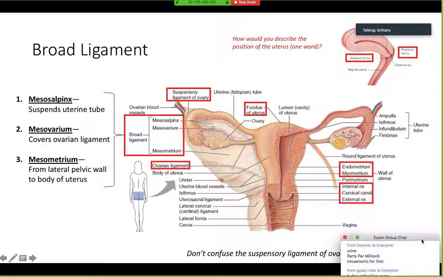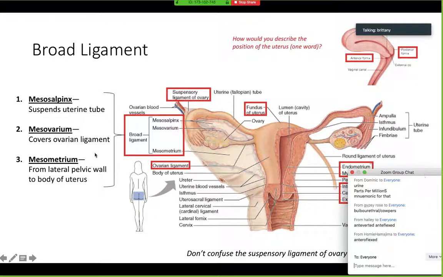Okay, so a lot of important stuff on this slide. So first, the broad ligament. The broad ligament is made up of the mesosalpinx, the mesovarium, and then the mesometrium. And also, make sure that you don't confuse the ovarian ligament with the suspensory ligament of the ovary. The ovarian ligament attaches the ovary to the uterus, and the suspensory ligament has located within it this vascular bundle, connecting it to the wall.